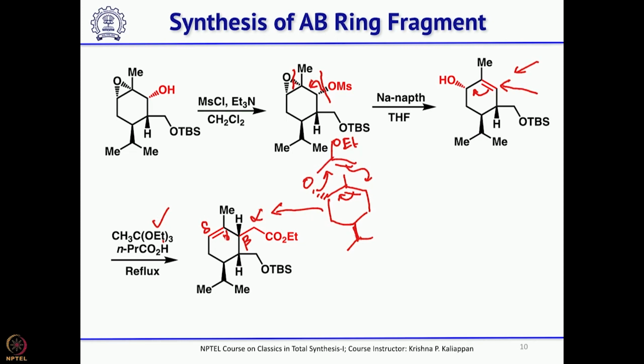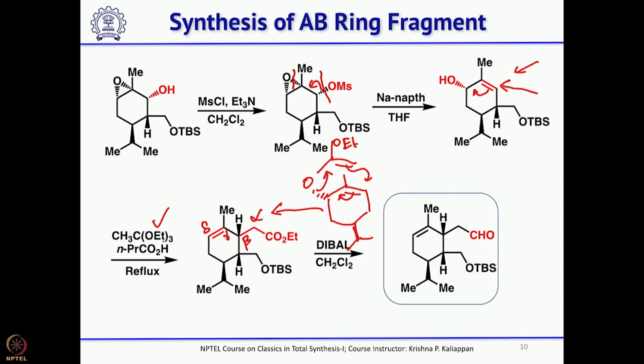So now you have an ester, and what you need is an aldehyde. So that can be easily done by reducing with DIBAL-H. Okay. DIBAL will reduce the ester to get the aldehyde. Okay. So that is the AB ring fragment. That means now you have to attach the C ring and then make the BC ring. So this fragment is made now.